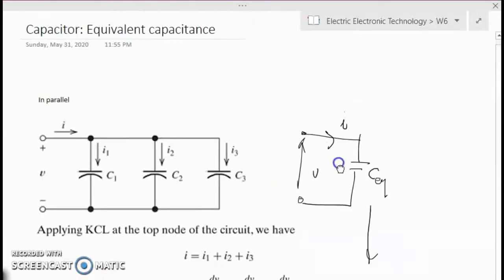In the next part, there are some exercises that I would like for you to do, and then we might discuss them in a tutorial session. But for now, we're going to go into the next part, which is inductors.